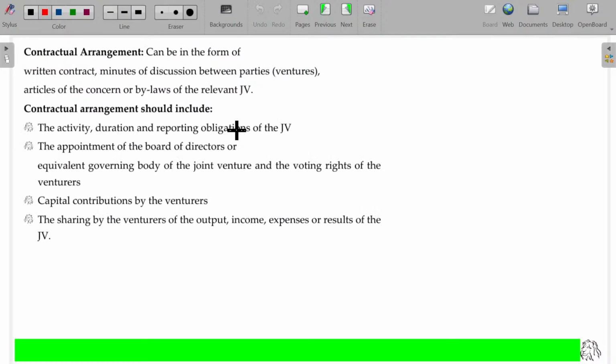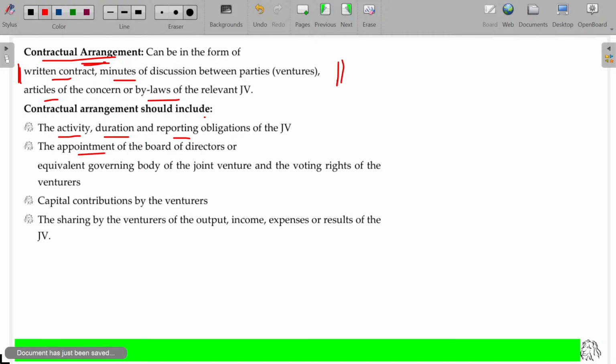Now, contractual arrangement. There should be a contractual arrangement, may be a written contract, minutes of discussion between parties, and so on. While conducting the meeting they may record the things discussed in the meeting, that is called minutes. Even articles of the concern or bylaws can form the agreement arrangement. That contractual arrangement should include activity, duration, reporting obligations. What are the things you are going to do in the joint venture and for how long you are going to operate it. All these things are going to be given in the contractual arrangement.